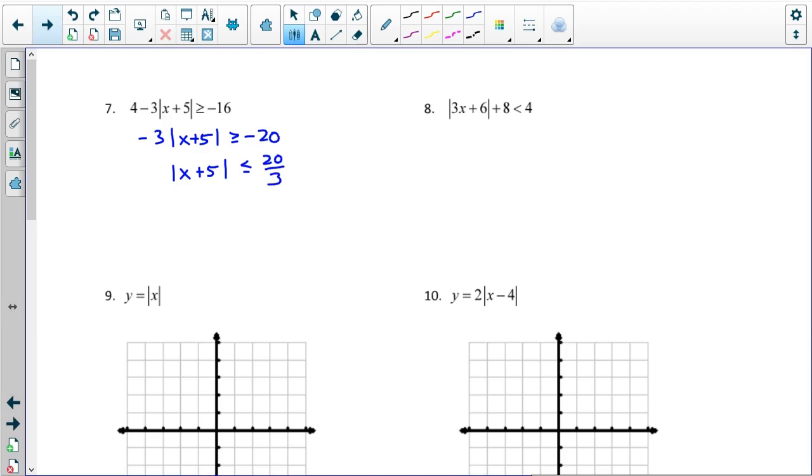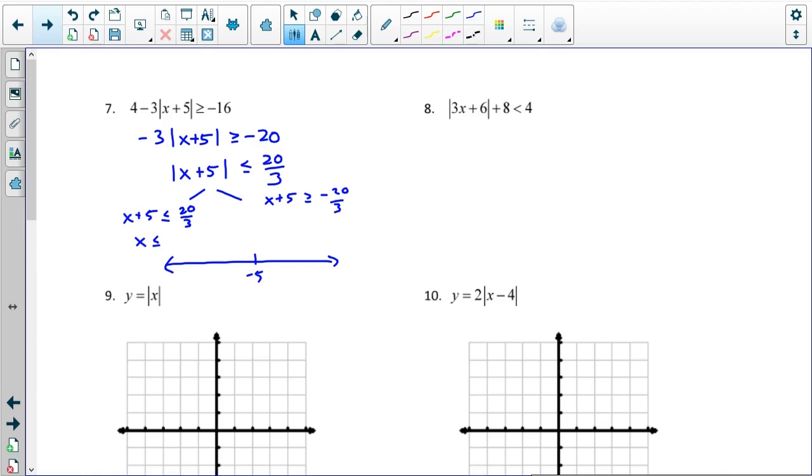So my center is at -5. Then my distance is 20/3. So 20/3 is about 6, or it's exactly 6 2/3. So that's something to keep in mind. So I have x plus 5 is less than or equal to 20/3, and x plus 5 is greater than or equal to -20/3.